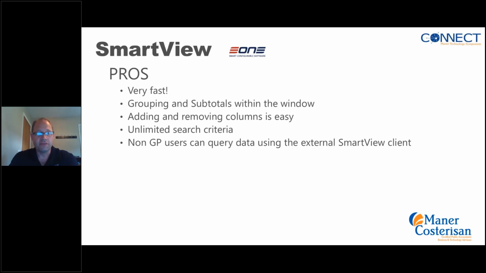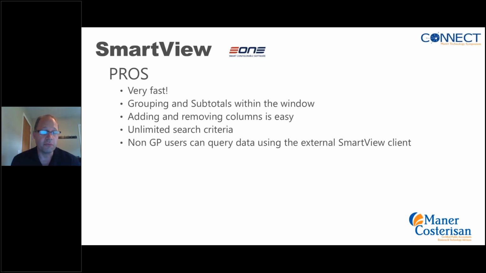One of the biggest things that it does is that you have an unlimited number of search criteria. You can build as complex a search statement as you want. And then adding and removing columns is a matter of dragging and dropping. And they're all right there. So even though the names are still kind of the same issue as Smart List, it's easier to hunt and peck and find what data that you want.